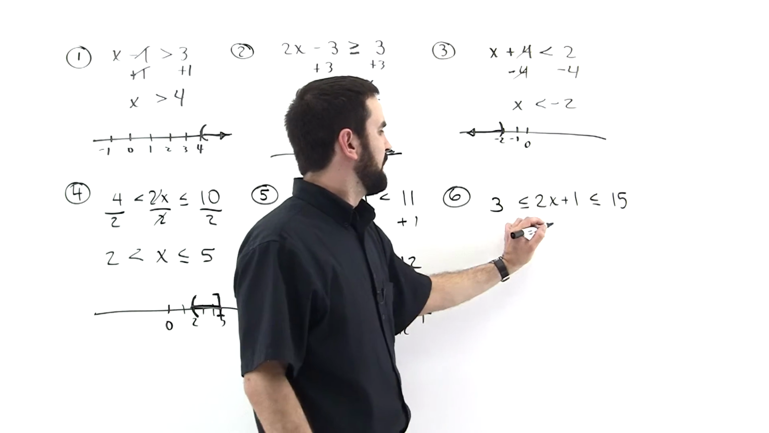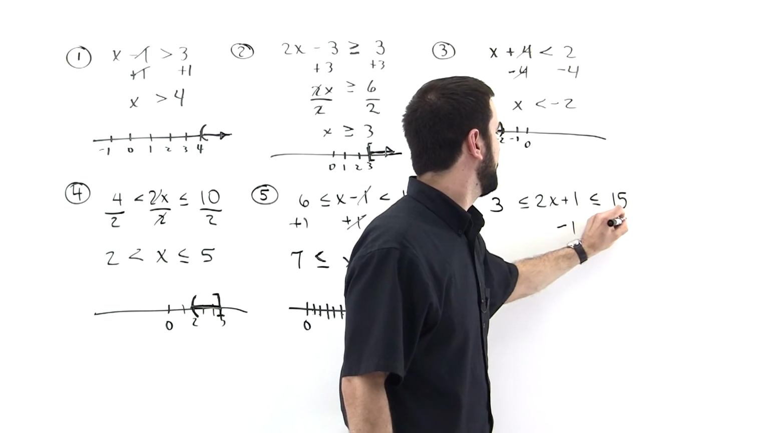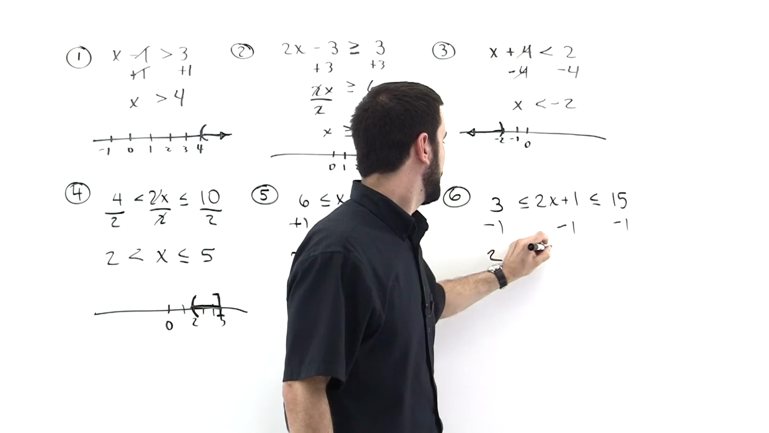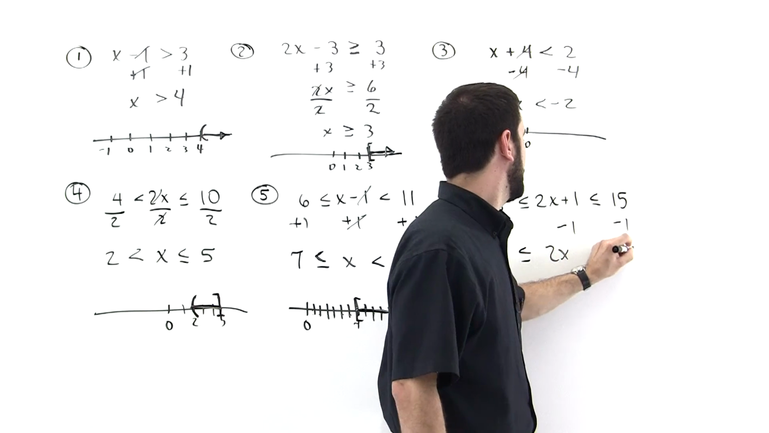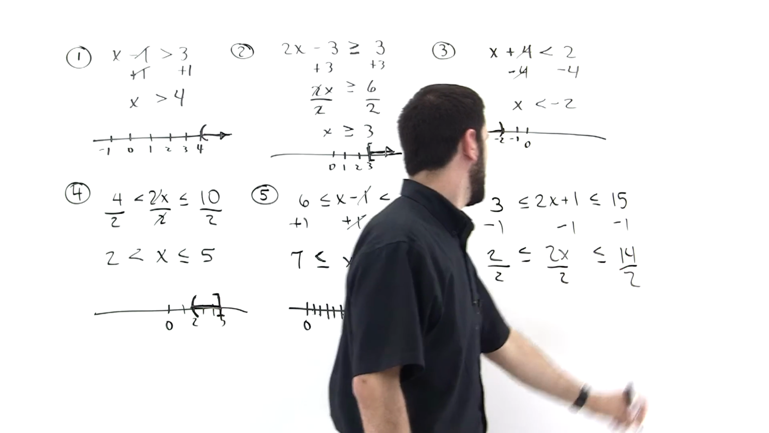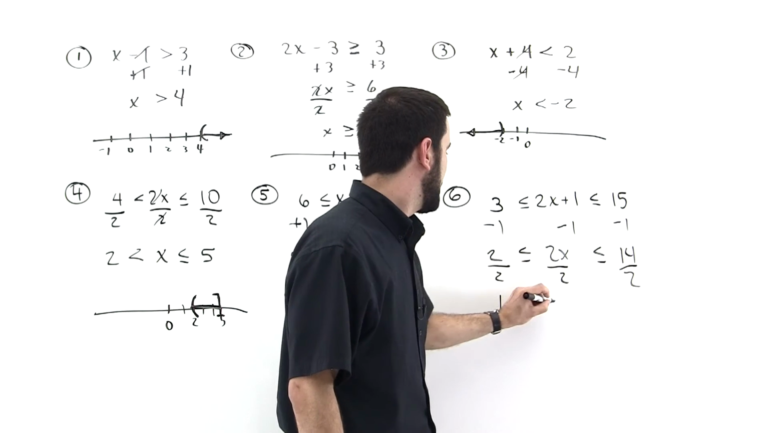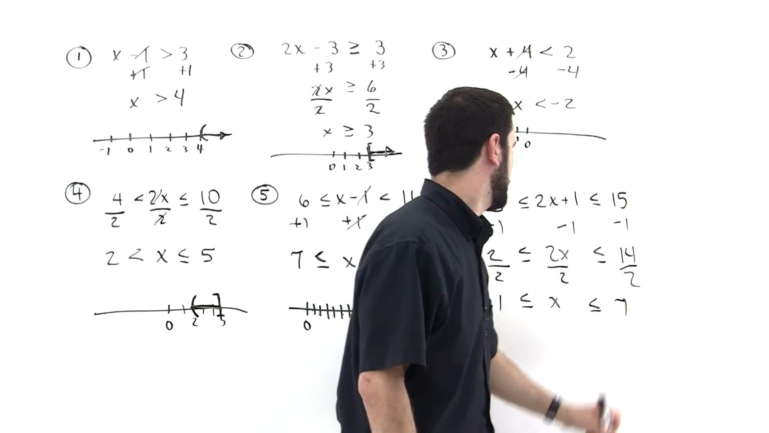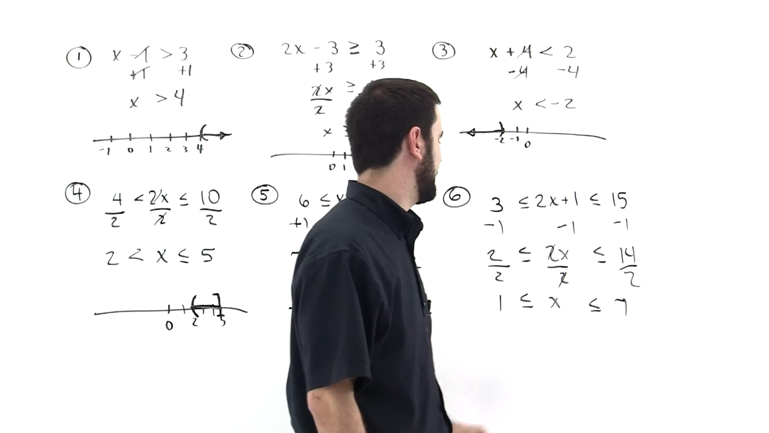Coming to here, the first thing we do to isolate the variable is subtract 1 from all parts. 3 minus 1 is 2. 15 minus 1 is 14. And we need to isolate the variable, so divide by 2. And we get x is greater than or equal to 1 and less than or equal to 7. Of course, this 2 is canceling here.